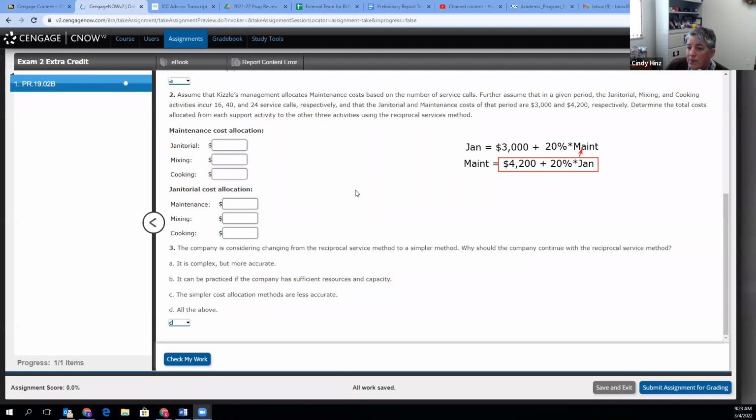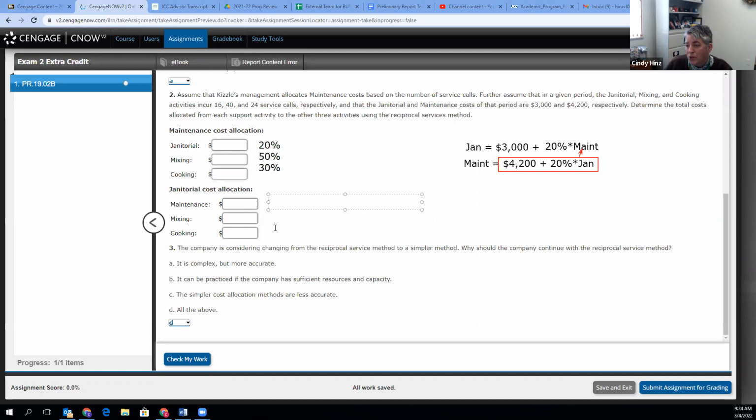So once you have that system of equations solved, you'll have a total for janitorial, you'll have a total for maintenance, and you're going to use this information to allocate the maintenance department. So we already said that janitorial is 20% of that. It's 16 of the 80 calls. The mixing department is 40 of the 80 calls, so it's going to get 50%. And then the cooking department is 24 of the 80, so that must be the remaining 30%.